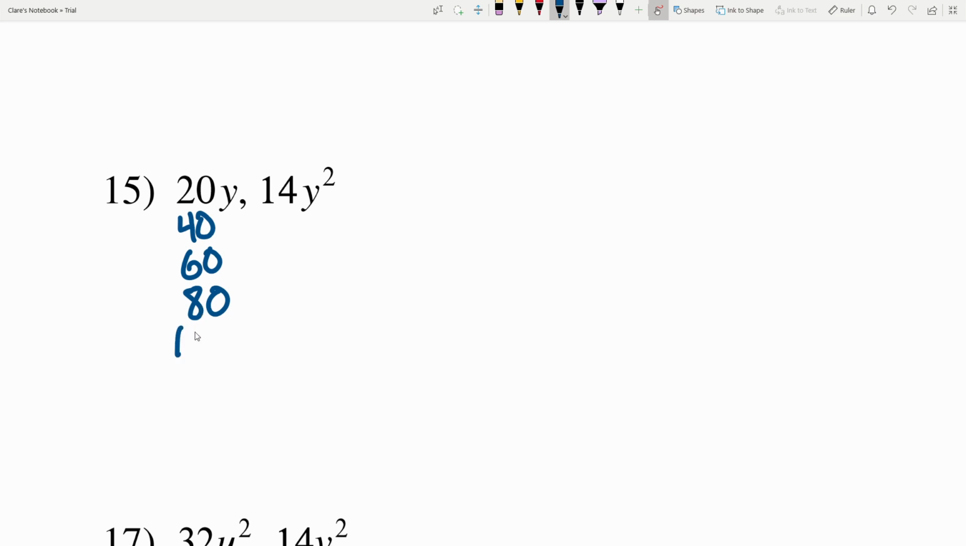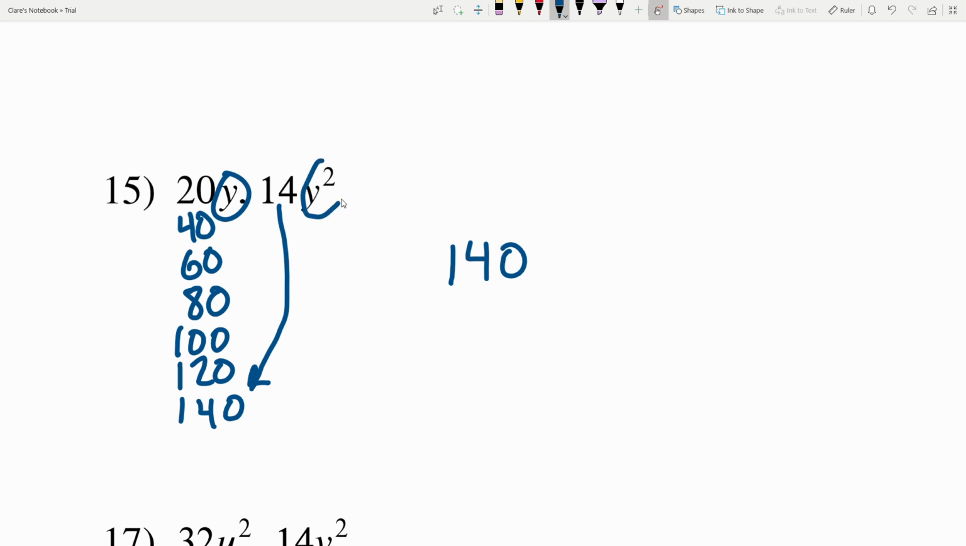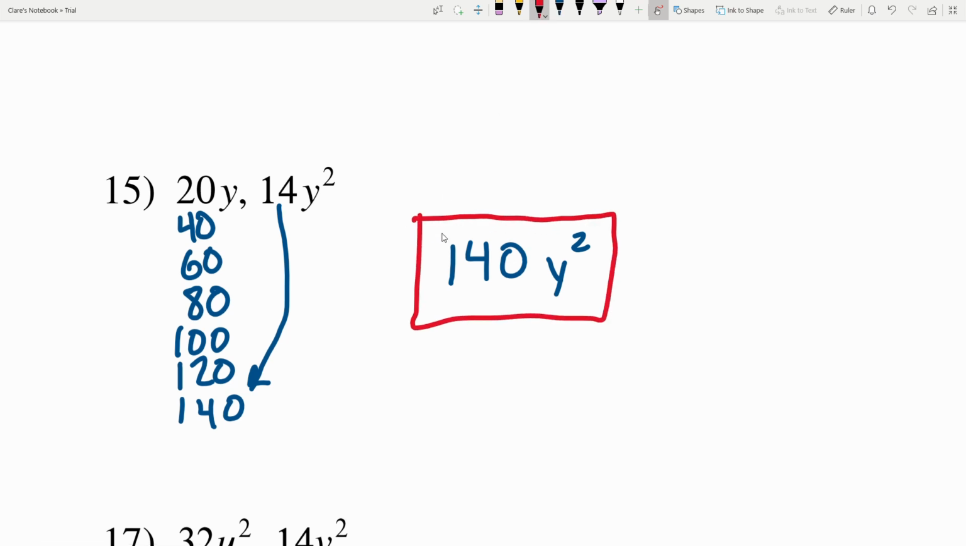20 times 5 is 100. 14 does not go into 100. 20 times 6 is 120. 120 is not divisible by 14. So now I'm going to try 20 times 7, which is 140. And yes, 14 does divide into 140, and that's 10 times. So 140 is our LCM among our coefficients, but now we're going to deal with our variables. We have y and y squared, so for the least common multiple between y and y squared, y goes into y squared, so y squared it is. Y squared is part of that LCM, so 140y squared is our least common multiple in number 15.